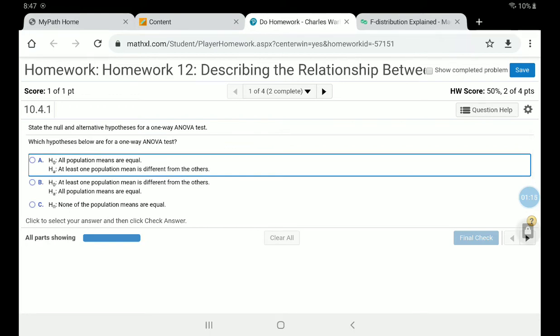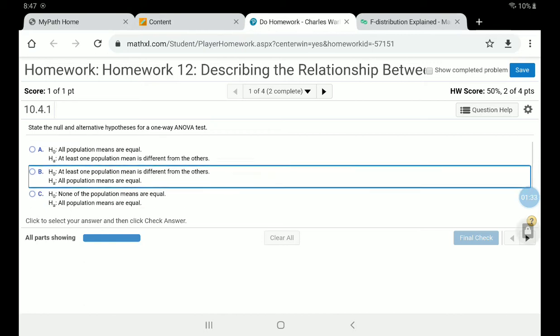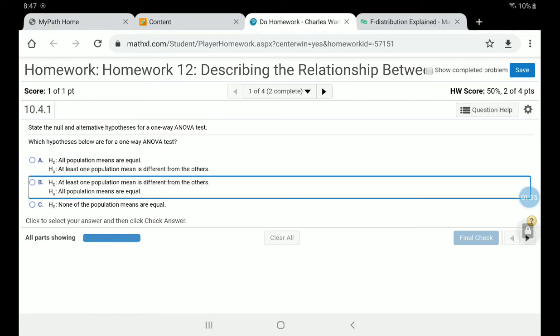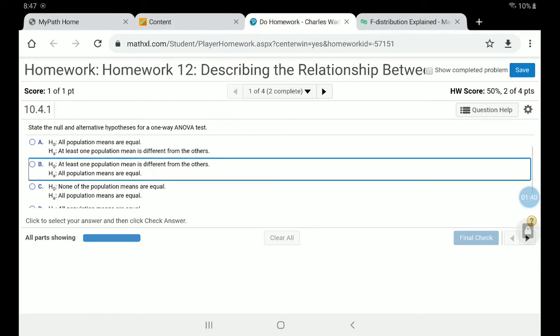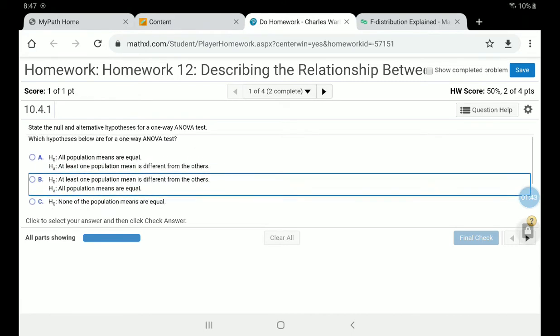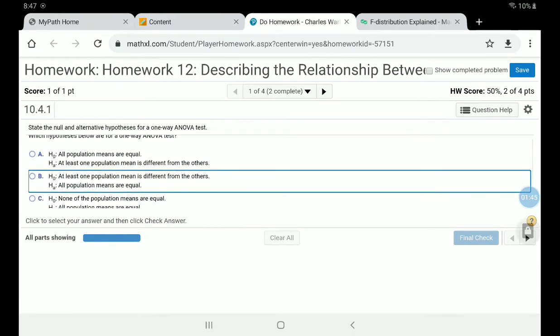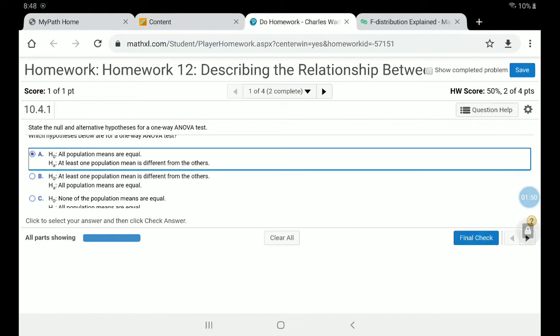Problem 1. State the null and alternative hypothesis for a one-way ANOVA test. Which hypotheses below are for a one-way ANOVA? So in ANOVA, you assume that the groups have an equal mean. Remember the null hypothesis, that's like the status quo, right? Null hypothesis, nothing to see, everything's equal. No, nothing out of the ordinary happening here. So we assume that all the population means are equal. And the alternative would be that at least one is different. So that would be A.